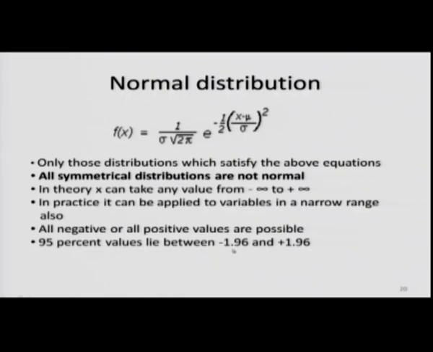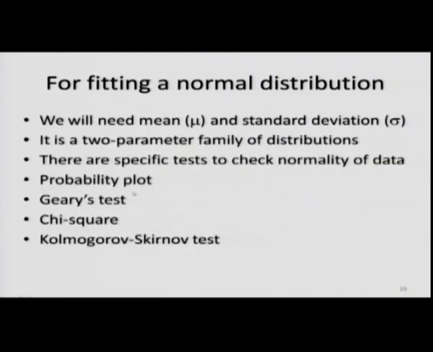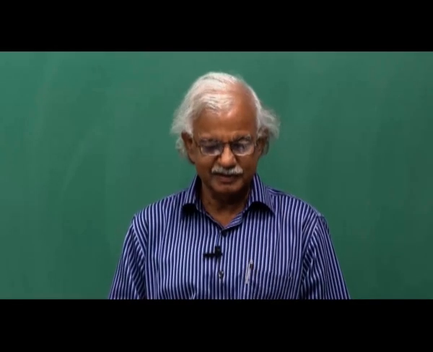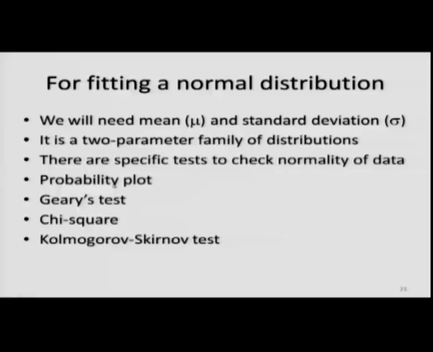95% of values lie between minus 1.96 and plus 1.96 in the standard normal variate, and between minus 1.96 sigma and plus 1.96 sigma when sigma differs from 1. We will need the mean and standard deviation. For fitting a normal distribution, we will need the mean and standard deviation of the empirical data. It is a 2 parameter family of distributions, and there are specific tests to check the normality of data. Researchers are often worried about whether the normal distribution fits the data or not. The methods can be the probability plot, Geary's test, chi-square, and the Kolmogorov-Smirnov test.